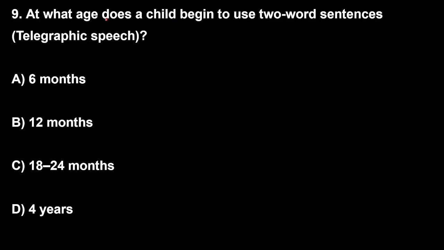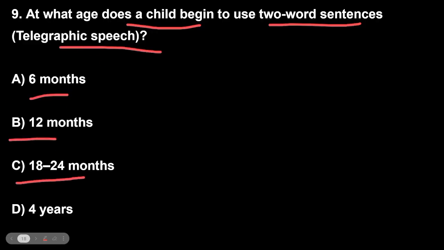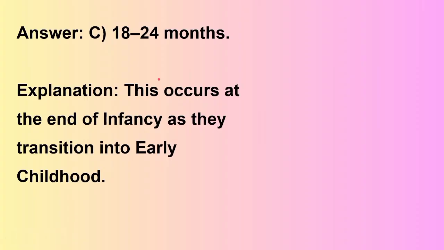Next question. At what age does a child begin to use two-word sentences or telegraphic speech? 6 months, 12 months, 18 to 24 months, or 4 years? The right answer is 18 to 24 months, because this occurs at the end of infancy as they transition into early childhood.